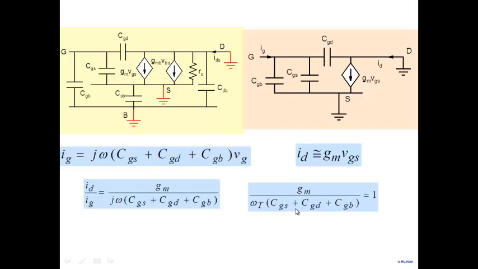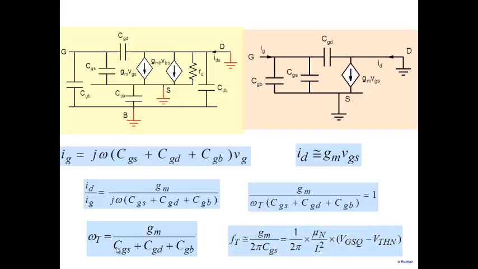And then unity gain frequency is the frequency at which this ratio goes to 1. So we make it equal to 1. And then we get the unity gain frequency, omega t, and Ft is here: gm by (CGS plus CGD plus CGB). And as I said, gate to body capacitance is very small.